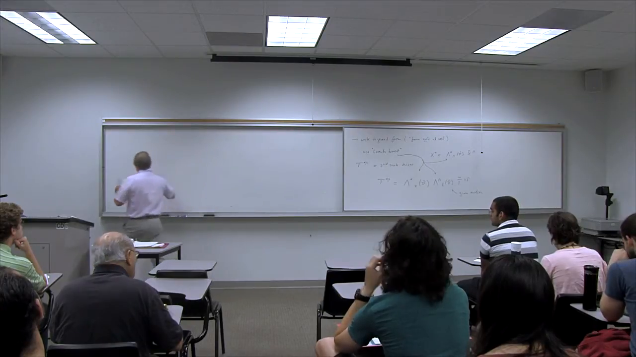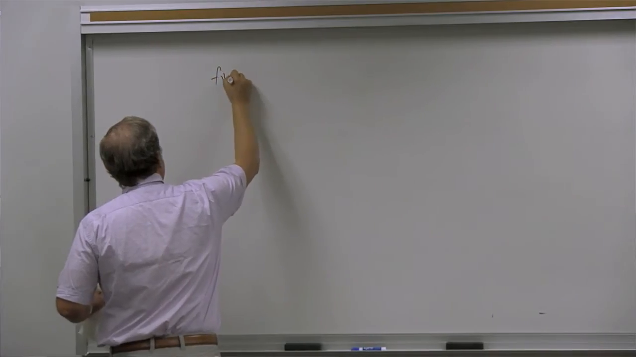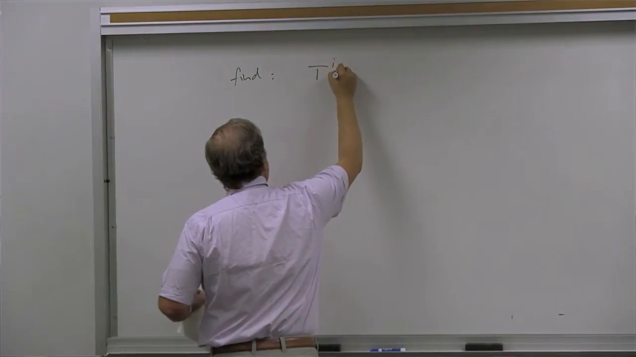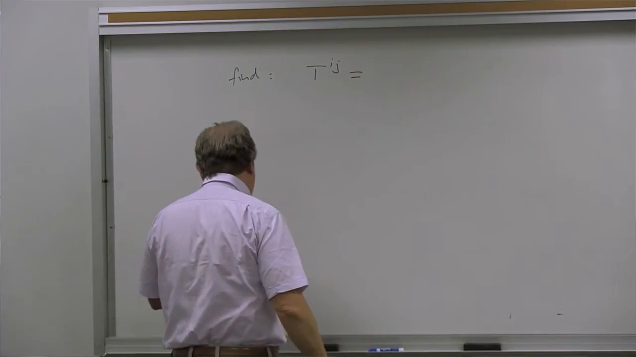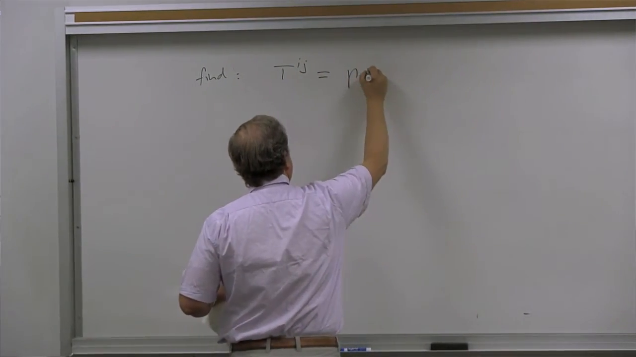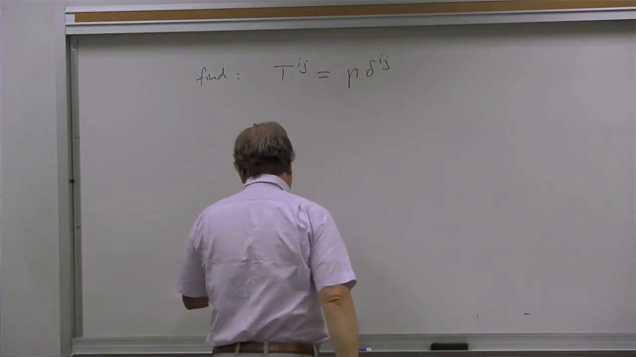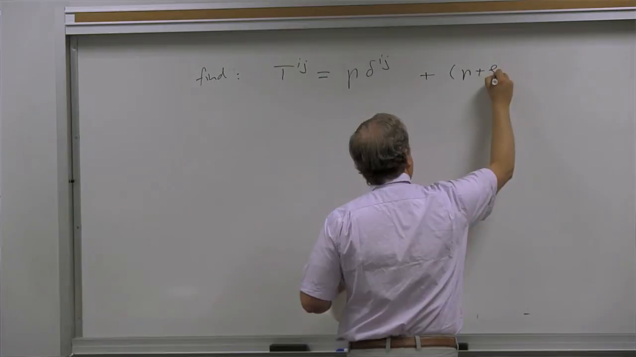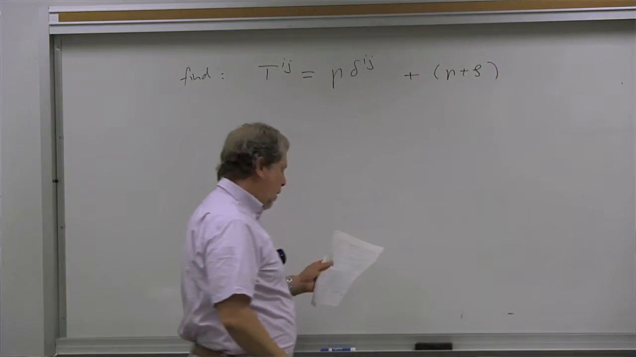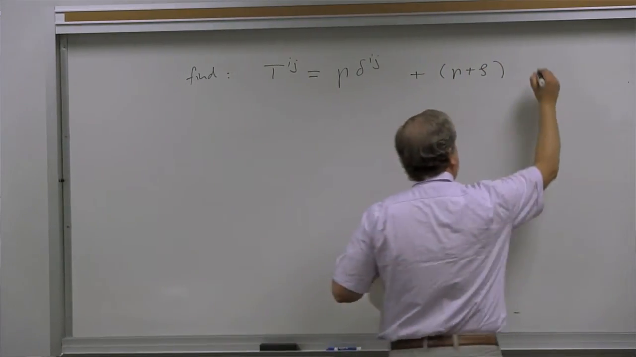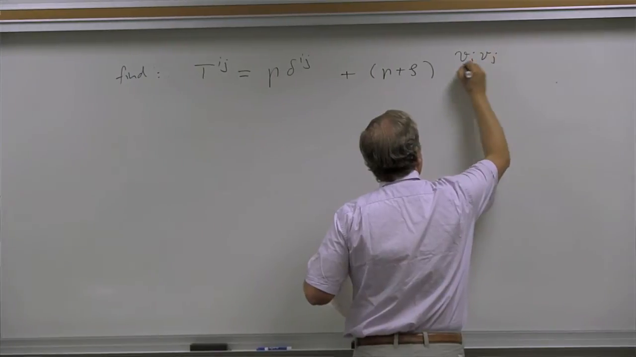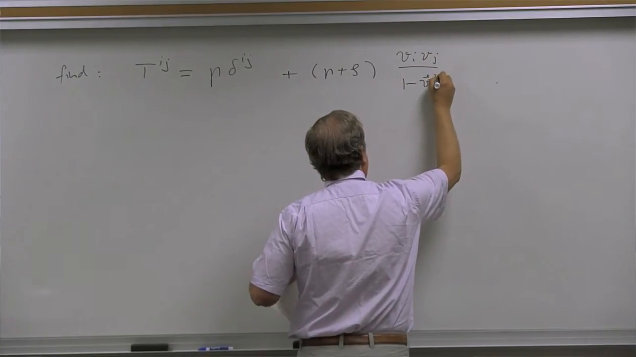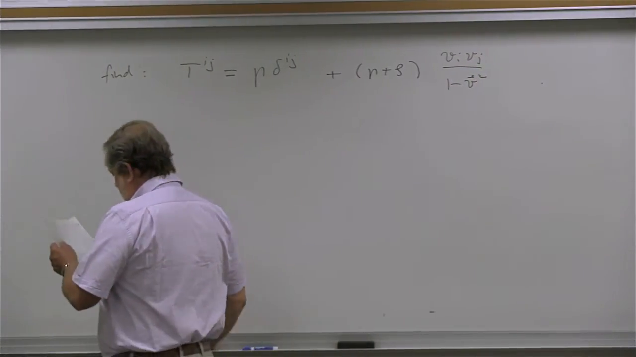Right, so you find that Tij is equal to P times delta ij, plus (P plus rho) times, now the velocities come in, so we have vi vj divided by 1 minus v squared. So that's the Tij part.